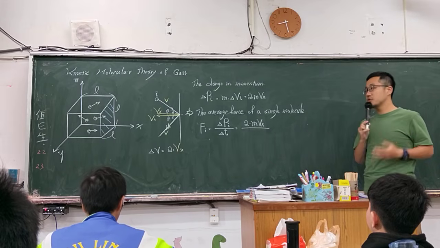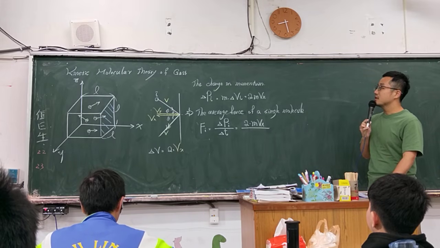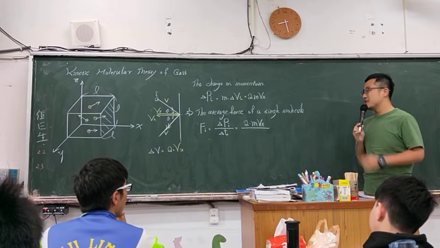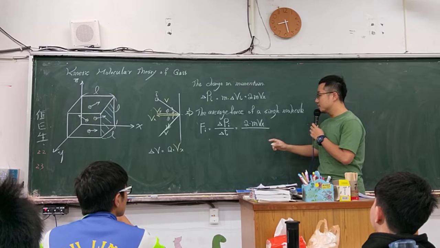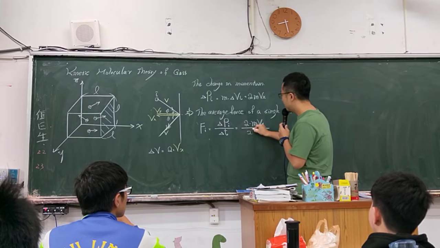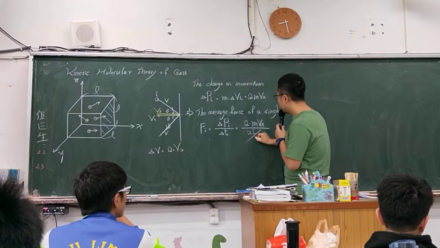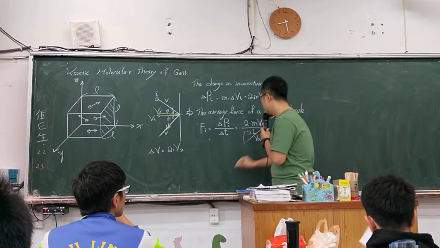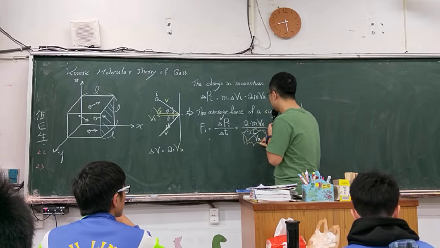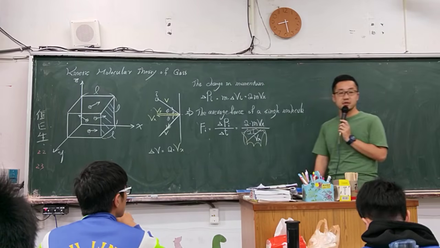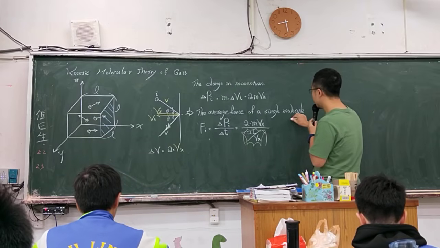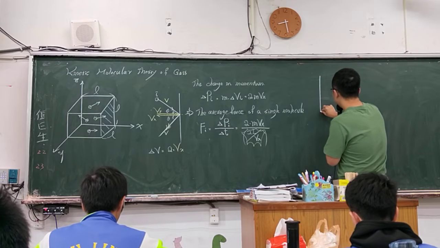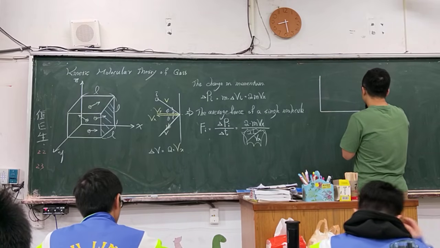So this is the hardest part of understanding the kinetic molecular theory of gases, because it's not that easy to realize why I would put delta t as 2L divided by the velocity in the x direction. This is the hardest part. Almost none of us can really understand the choice of delta t. So let me draw another axis to help you understand it. I'll draw the y-axis versus the x-axis.